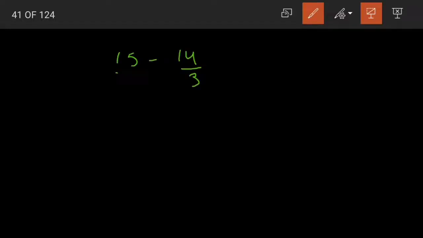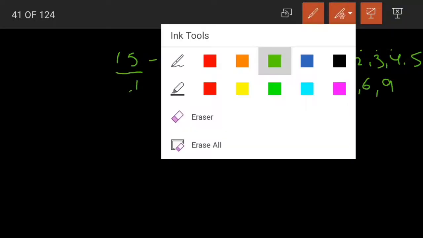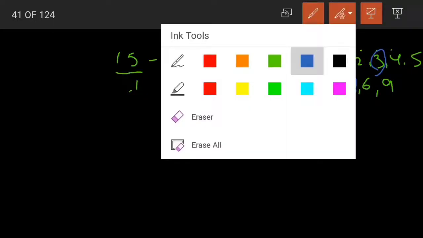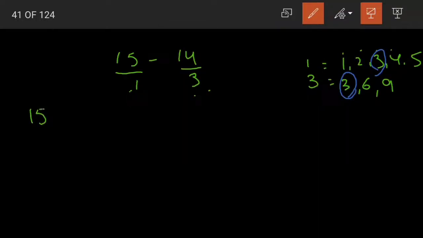Now here 15 is a whole number. How to write it as a fraction? Just keep 1 as the denominator. Now these two are unlike fractions. The denominators are different, so we need to take out the LCM. The multiples of 1 are 1 ones are 1, 1 twos are 2, 1 threes are 3. Yes, and the multiples of 3 are 3 ones are 3, 3 twos are 6, 3 threes are 9, and so on. We can stop as we have got our least common multiple, that is 3. So 3 is the LCM.